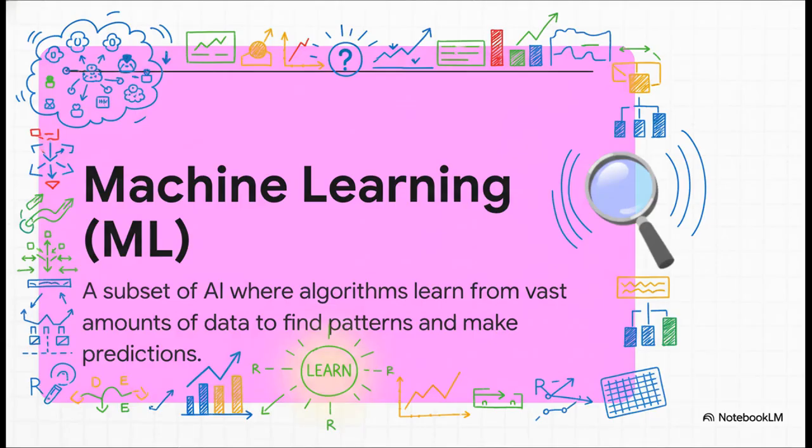And this is the key, the absolute game changer. Instead of feeding a machine a bunch of hard-coded rules, machine learning does the opposite. You feed it a ton of data, and you let the machine figure out the rules for itself. It's all about finding patterns and then making predictions based on those patterns.